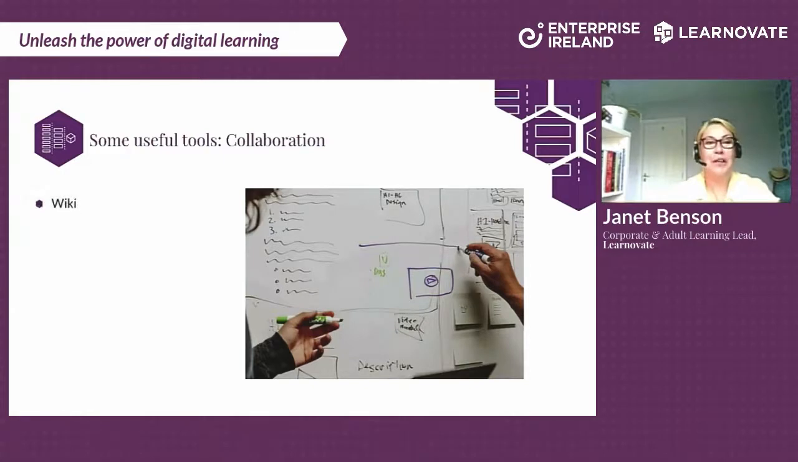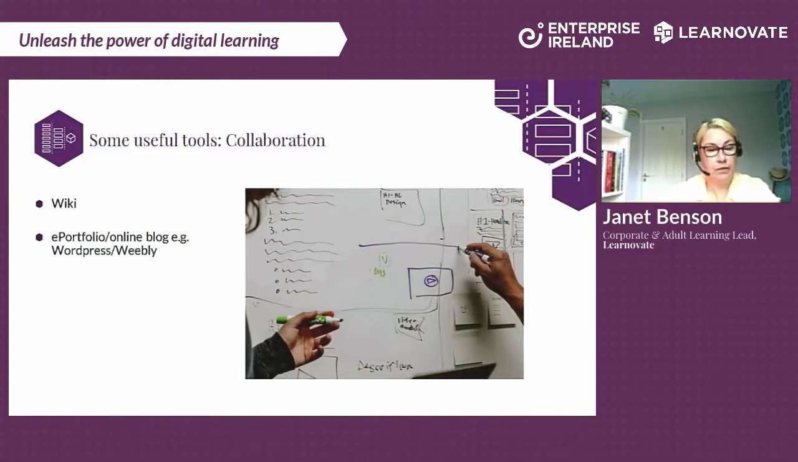So when we're looking at collaboration, I think everyone's heard of Wikipedia, and Wikipedia is just a type of wiki, which is basically an online platform for adding information and editing other people's information. So again, it's a simple form of the actual Wikipedia, where people can make edits and suggestions, but it can be good for online projects.